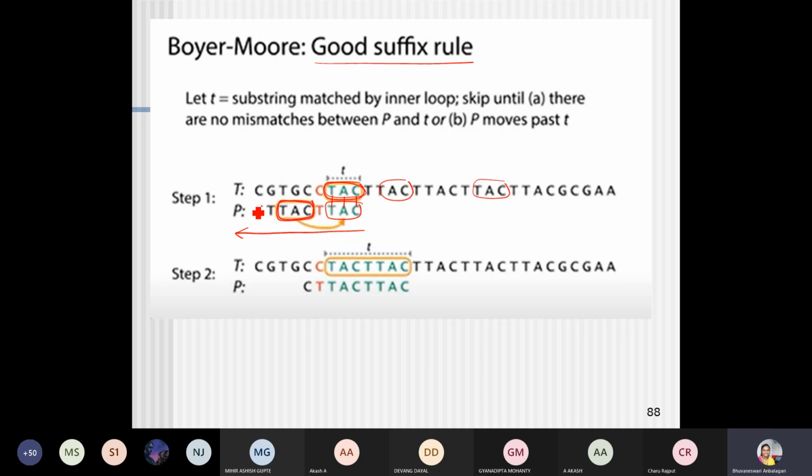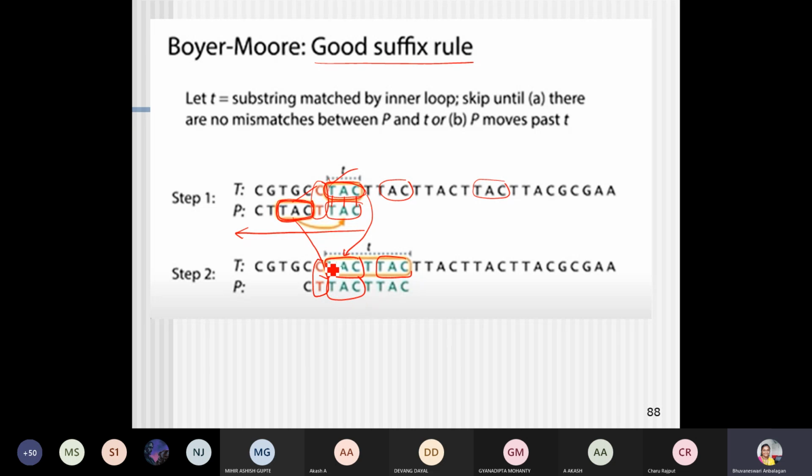So now I will shift the entire pattern so that it aligns with the matching TAC, because C and T are unmatched. You look for any other such substring available in the upcoming search. TAC is available, so I will align this TAC with the actual TAC that I was searching. I have aligned this TAC and this TAC, and I will check whether the particular pattern is available.